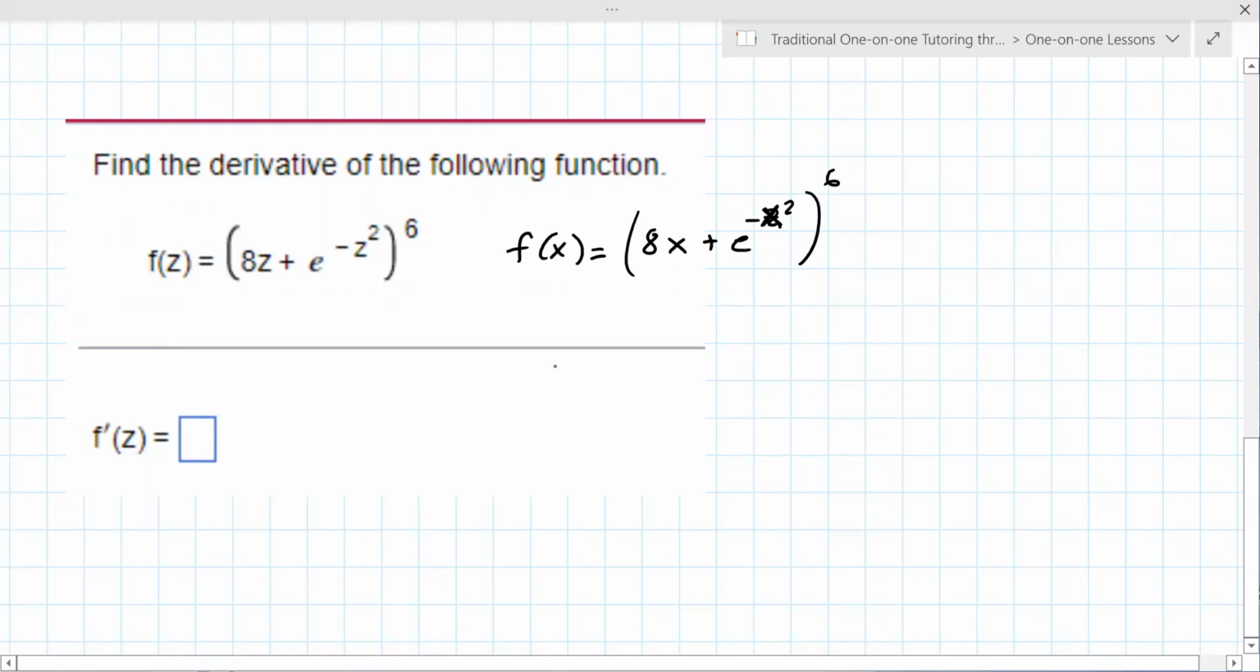So if this were x to the sixth, you know how to take the derivative of that. We did it in the last problem here, but it's not. It's really u to the sixth, where u is this 8x plus e to the minus x squared. Okay, so let's treat it like that for now. So the derivative of u to the sixth is 6u to the fifth. That's the power rule. And then you multiply by the derivative of the inside function.